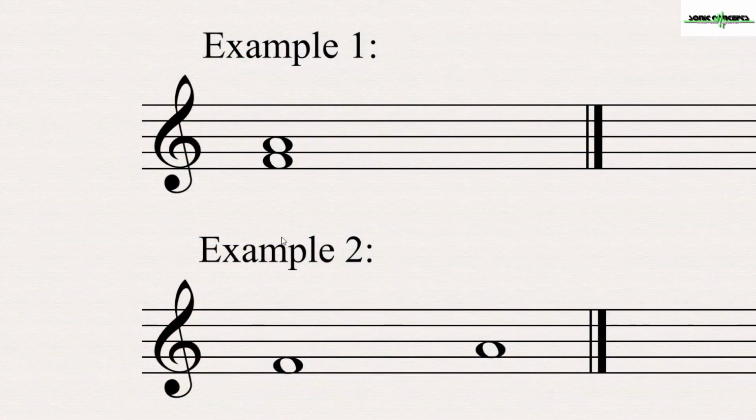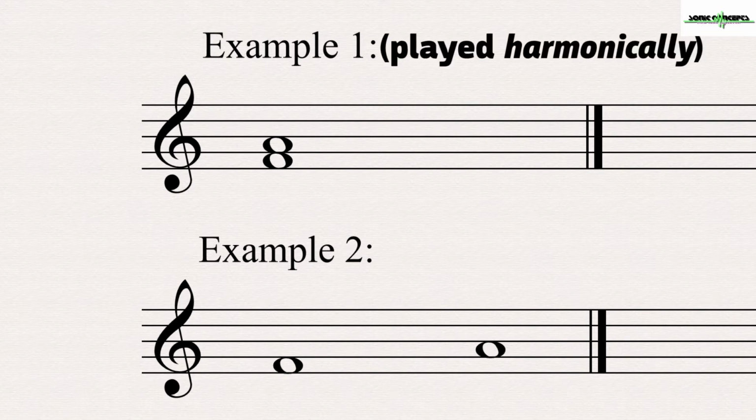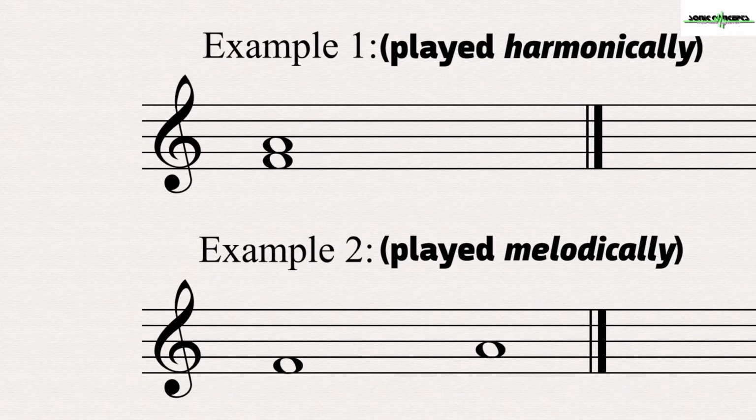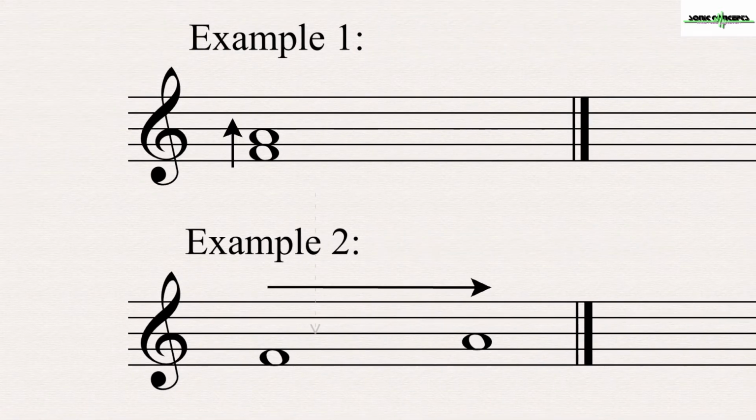Example 2 demonstrates an interval with the same two notes from example 1, but presented one after the other in a melodic fashion. Both examples are intervals, the first example described as being played harmonically while the other is to be played melodically. They are also sometimes described as being presented or notated vertically versus linearly, or the less used term horizontally.